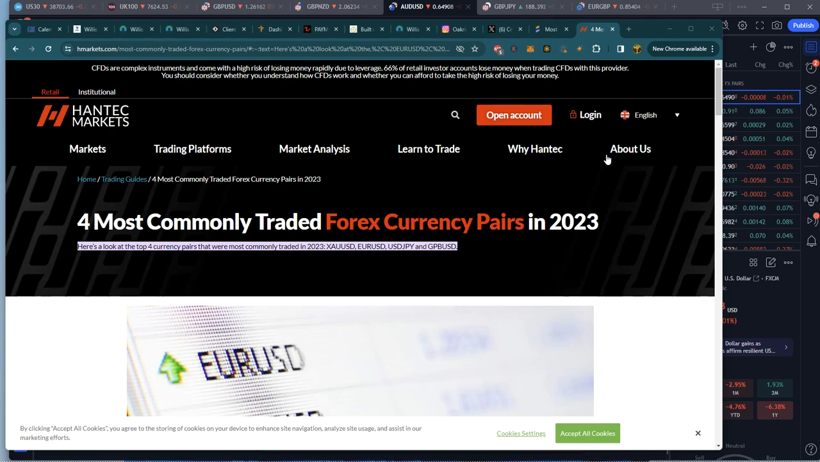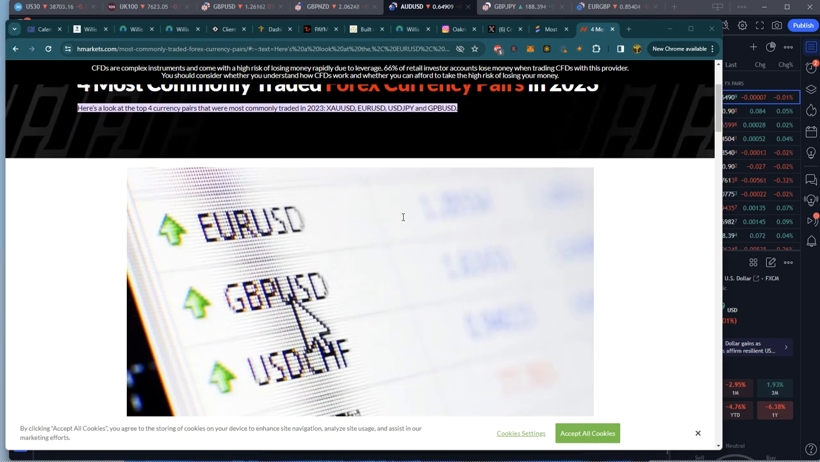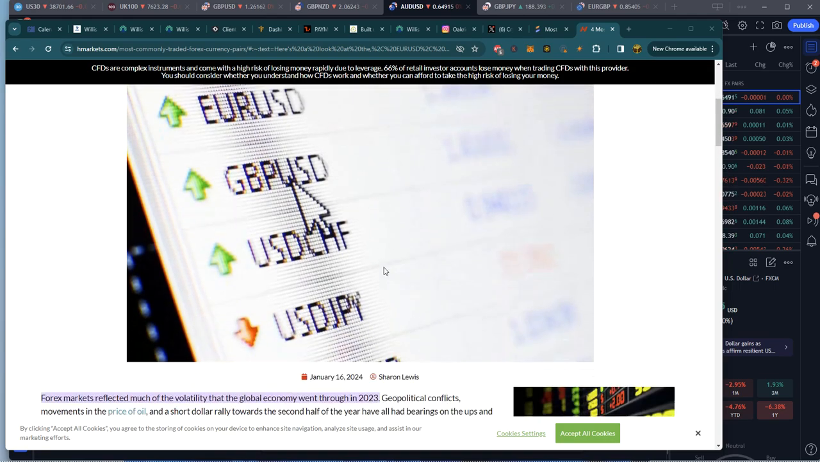Reason being, guys, is that the U.S. dollar pairs, let me just get into it right here. The four most commonly traded Forex currency pairs in 2023. This was last year. I'm recording this February the 8th, 2024. And what I'm doing is I'm looking back at last year. What happened last year? Because they can change, because it all depends on where the inflows go, where the market flows. And it varies from pair to pair.